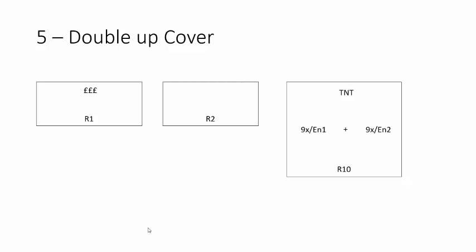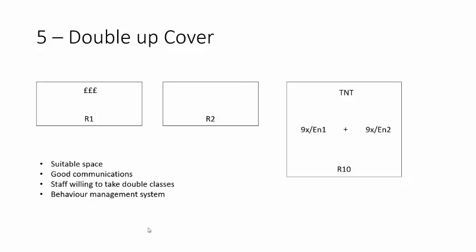To make this work, you need a suitable teaching space, efficient communications to tell both classes and the teacher what's happening, staff who are willing to take on the extra work, and an efficient behaviour management system, preferably centralised, so that staff are not required to personally follow up on incidents involving another class's students.